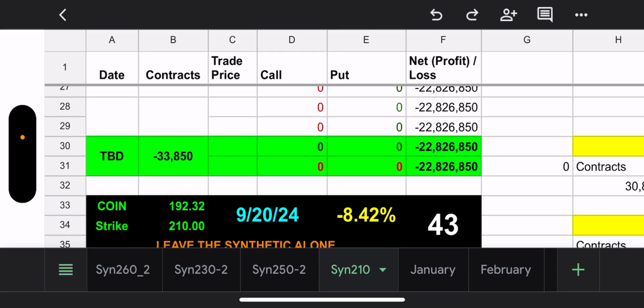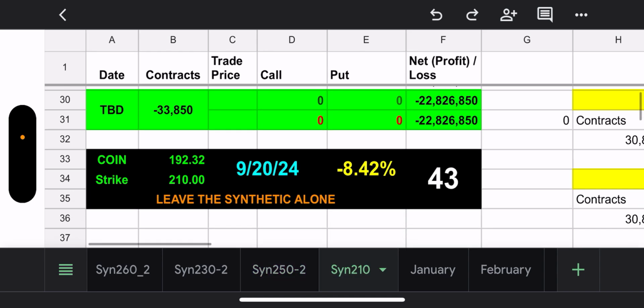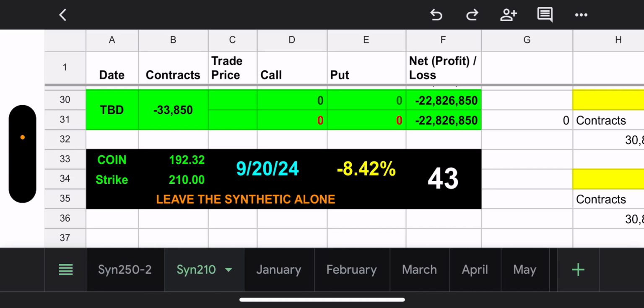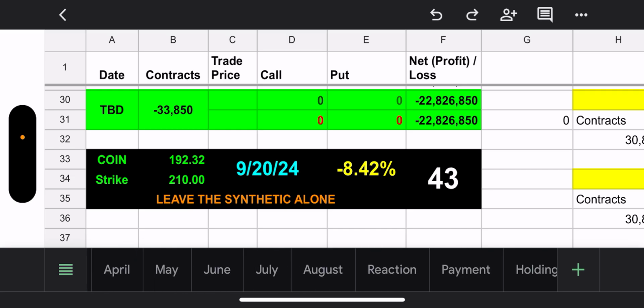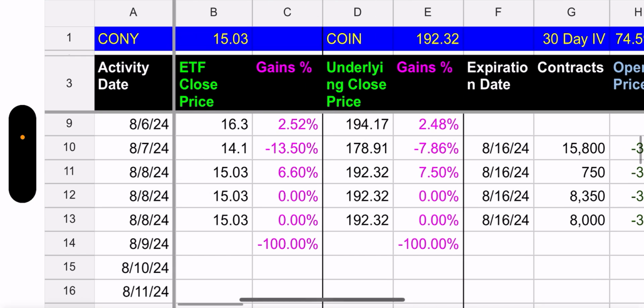We got a synthetic 210, right? Synthetic 250, that's long gone. So the synthetic 210 is where we stand. Now, they are 8.42% away, but we don't have to talk about it because it expires in 43 days. And guess what? No trades on the synthetic yesterday. So let's just go to the August tab and see what kind of week Coin had.